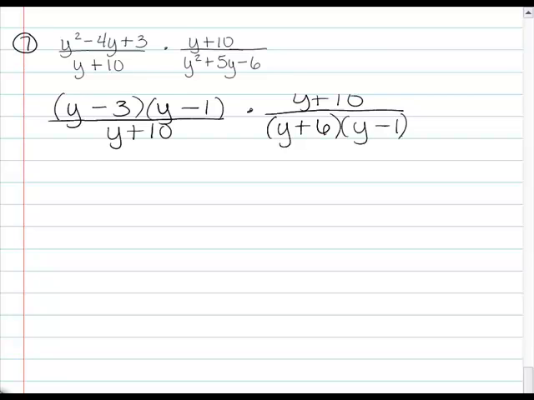And then we can start canceling. We've got y minus 1 is exactly the same. And we've got a y plus 10 that we can cancel. So that's going to leave us on the top y minus 3. And on the bottom y plus 6.